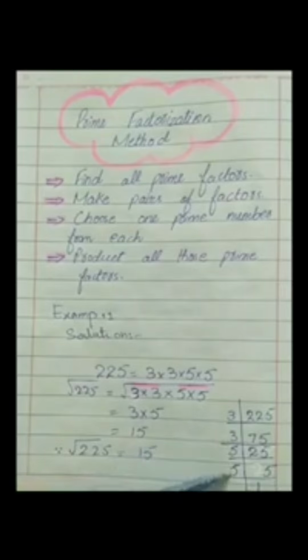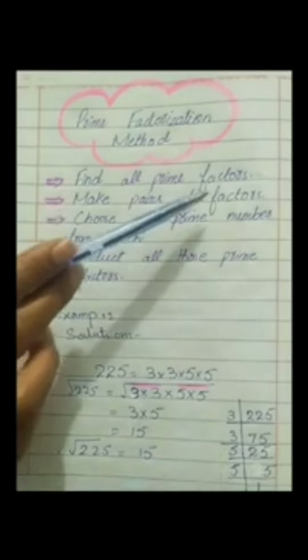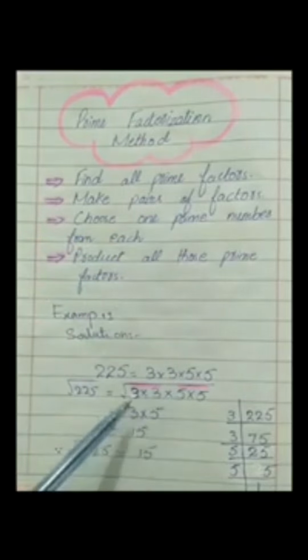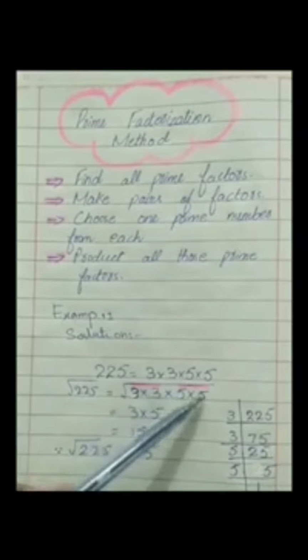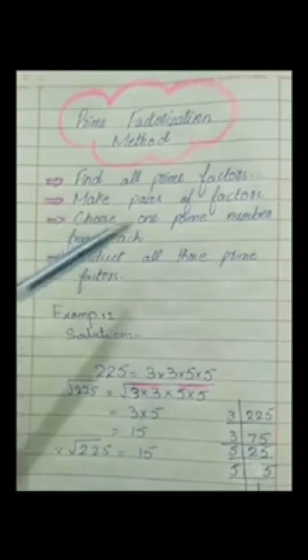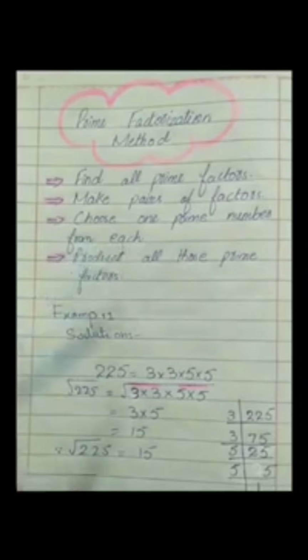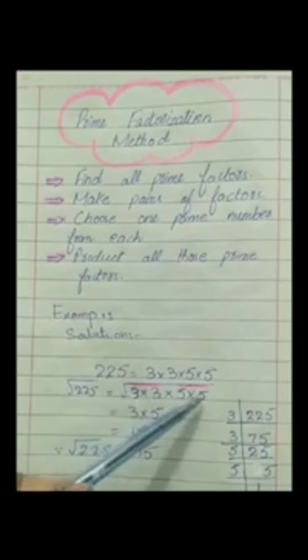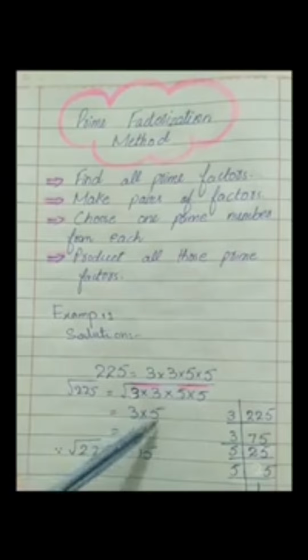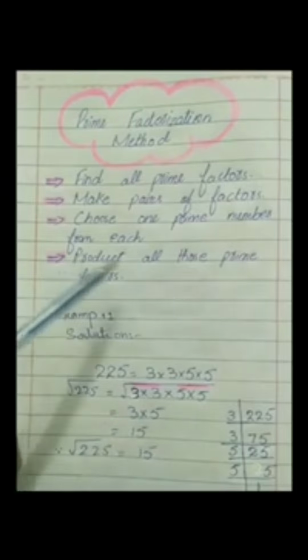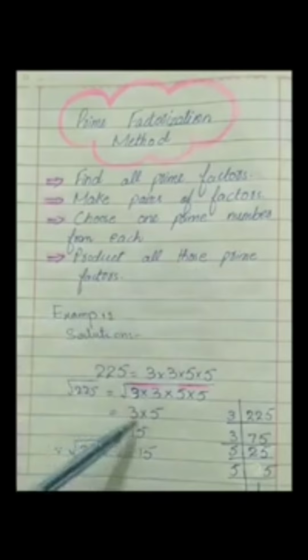So we have the prime factors, and the next step is to make pairs of factors. These are the factors, and we make a pair of 3s and a pair of 5s. Next, choose one prime number from each pair. It means we make the pairs and choose only one prime number from each. We have the prime factor 5 and choose only 5. Next, take the product of all those prime factors. So we multiply 3 with 5 and get the product, which is 15. Square root of 225 equals 15.